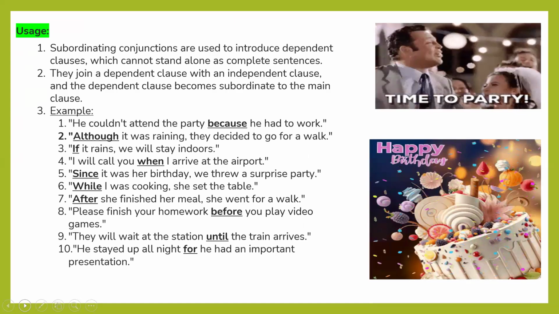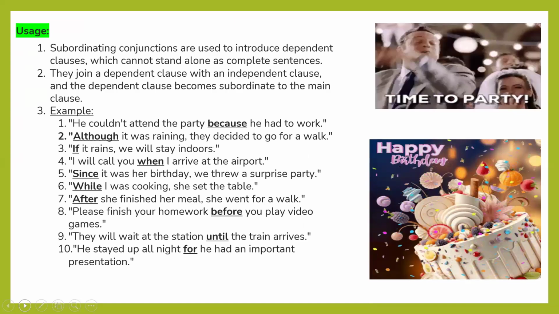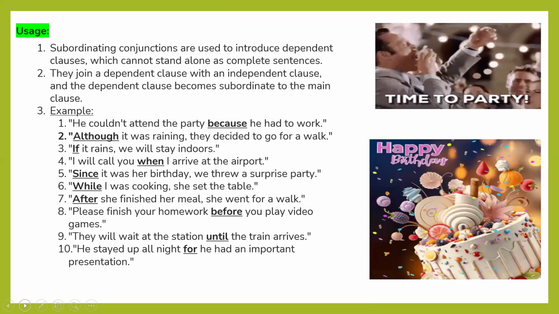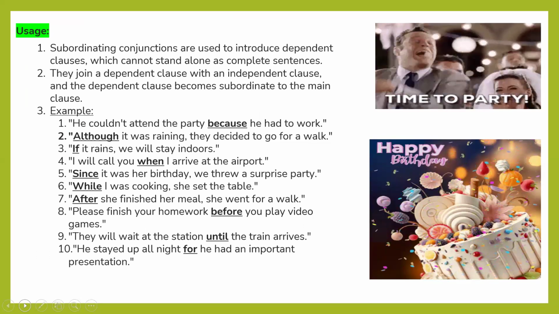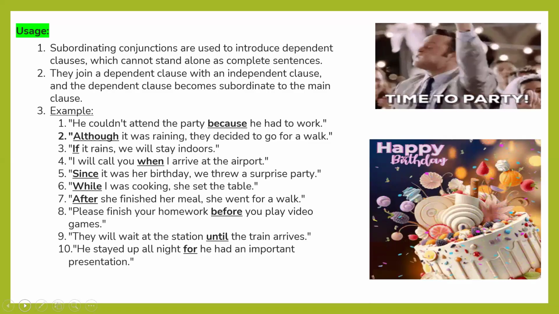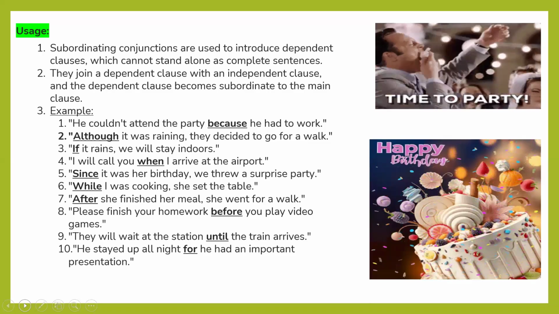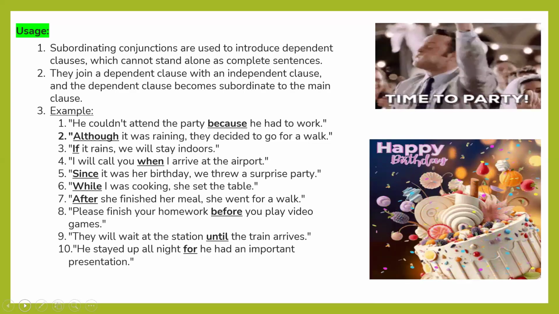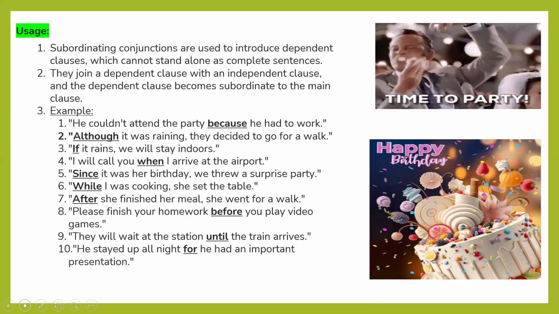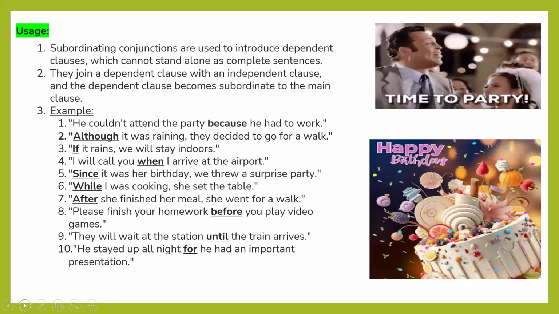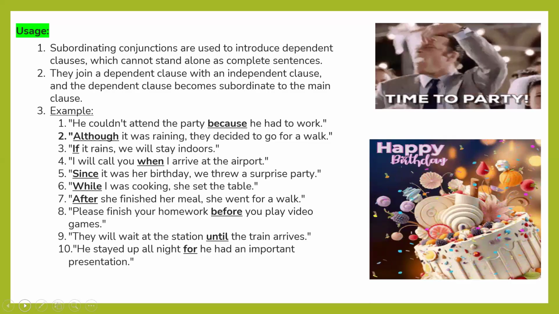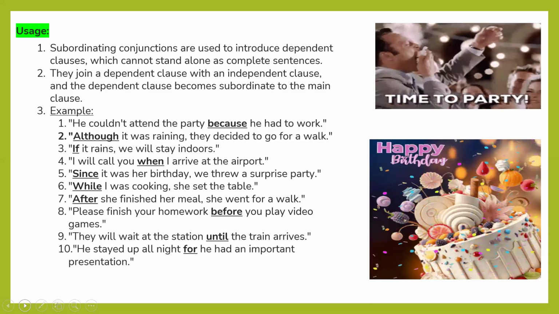A subordinating conjunction is also used to introduce a dependent clause which cannot stand alone as a complete sentence. We have known about this. A few examples are again given. He could not attend the party because he had to work. So always remember, these points should be noted. When we are using the subordinating conjunction in the middle, between the main clause and the dependent clause, there is no use of a comma.